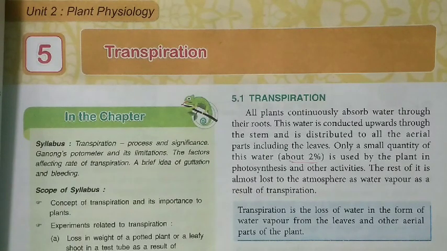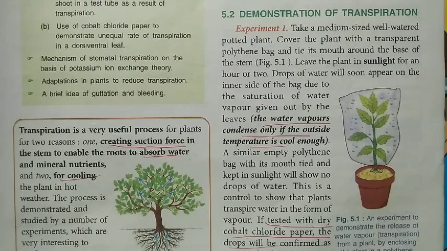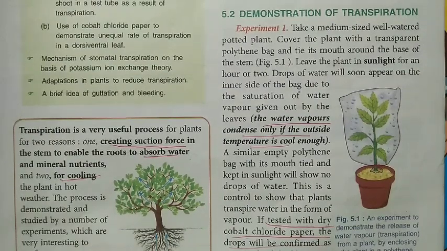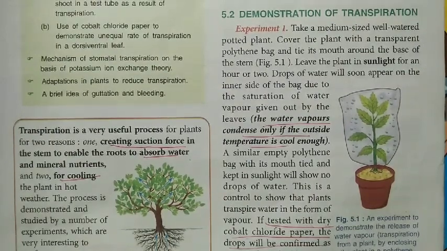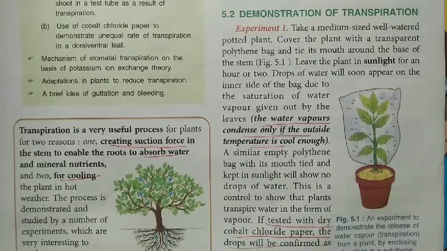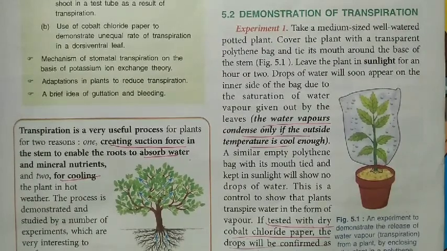It is generally the evaporation of water from the surface of leaves. Now, a demonstration of transpiration is given in the chapter, in which you have to take a medium sized plant and cover it with a polythene bag and keep it for 2-3 hours in the sunlight. After 2-3 hours, you will be able to see tiny drops on the surface of the polythene.